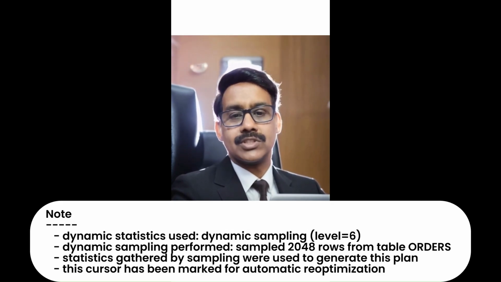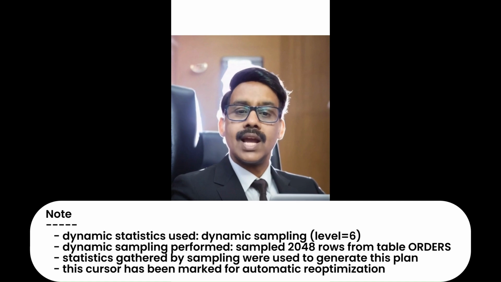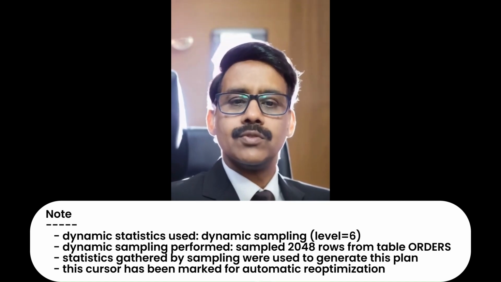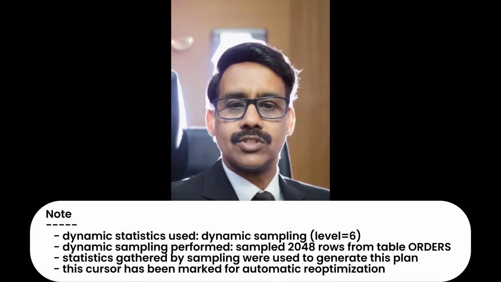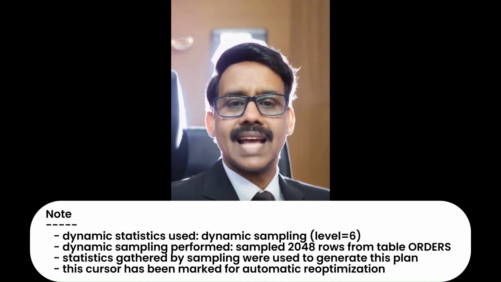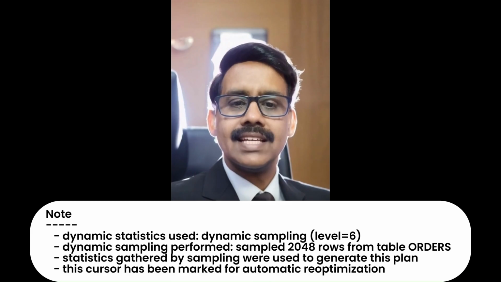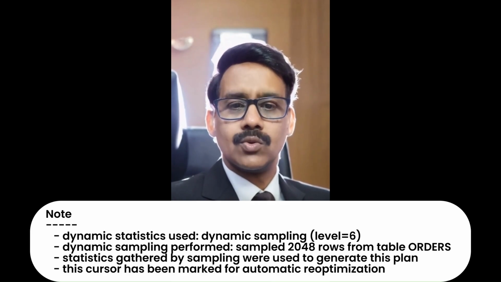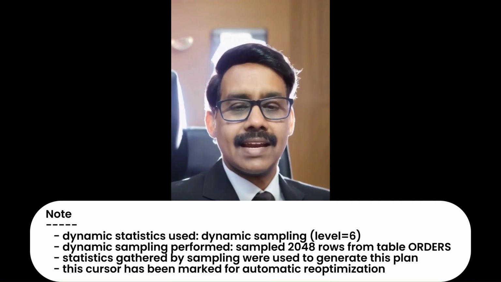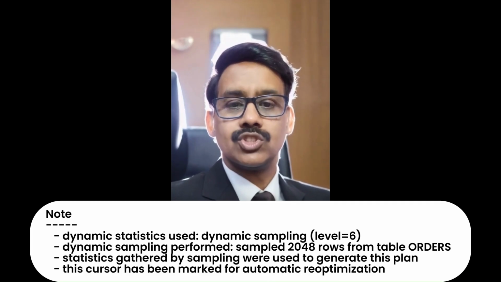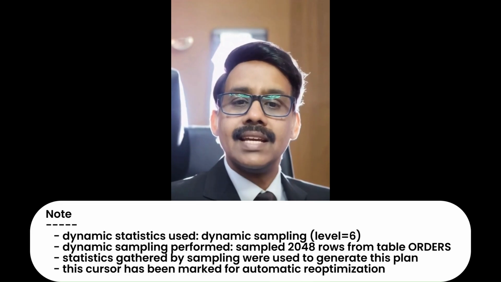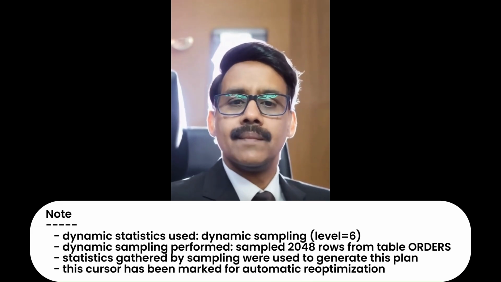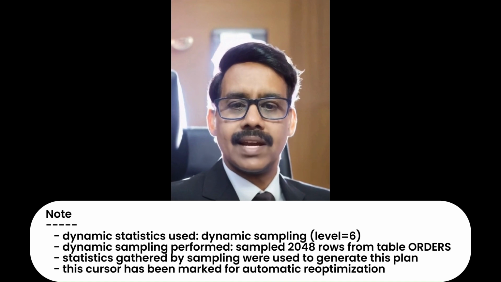This isn't using old statistics. It sampled the table during optimization. Dynamic sampling performed, sampled 2048 rows from table orders. It tells you exactly how many rows it sampled. In this case, 2,048 rows. Oracle took a sample right then and there to understand the current data distribution. Statistics gathered by sampling were used to generate this plan. This confirms that the execution plan you're seeing, that beautiful index range scan, was generated based on the dynamic sampling, not on stale statistics from weeks ago.